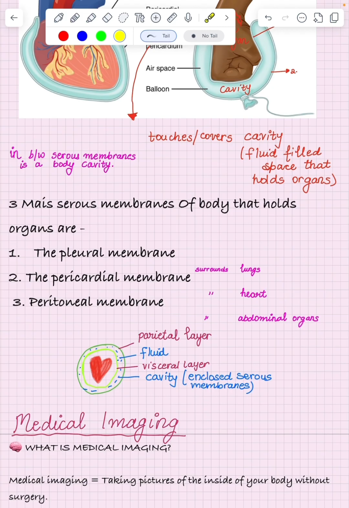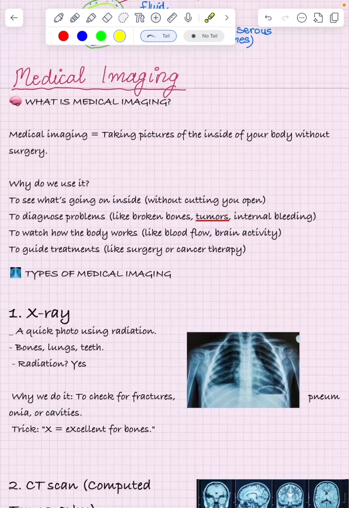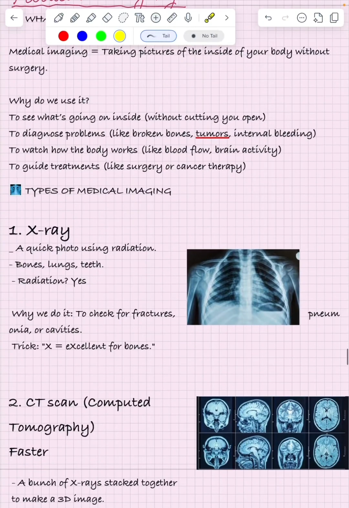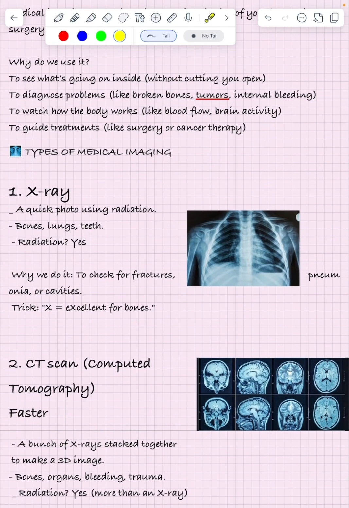Medical imaging is taking pictures of inside of our body to see what's going on, to diagnose problems, to watch how body works, and to guide the treatments. So the first one is X-ray. It's a quick photo using radiation. It's done for lungs, bones, and teeth. It's used to check for fractures or pneumonia.